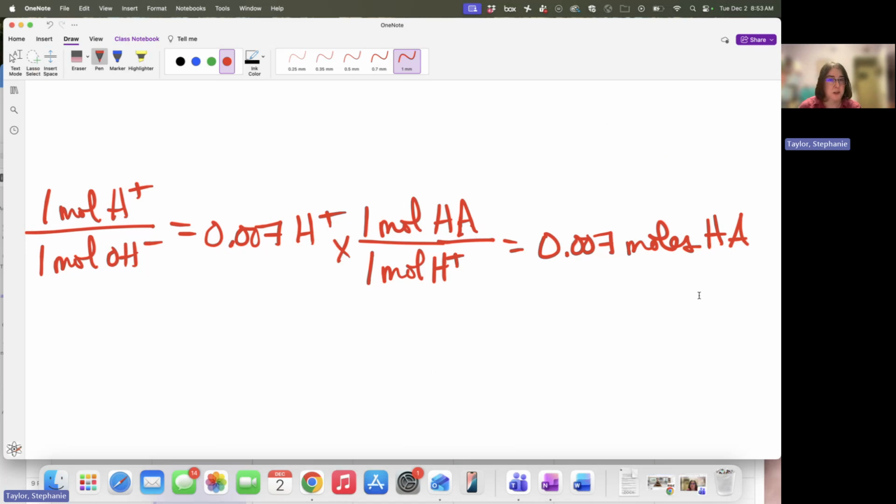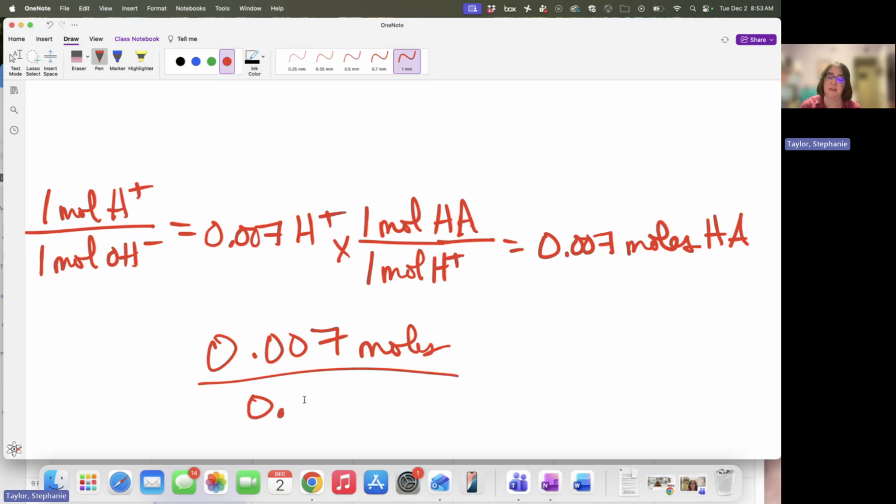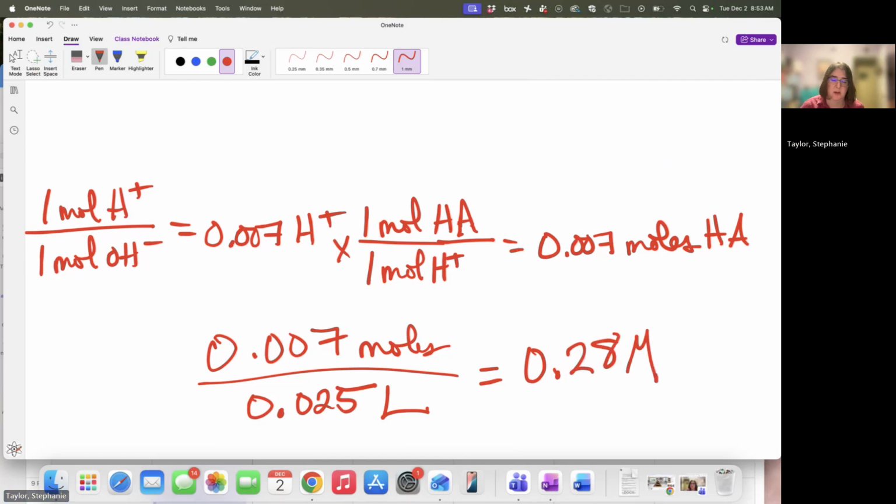I do have a volume for this in milliliters. I'm not going to scroll back right now. It's 25 because I was picking a lot of really round numbers. So I'm going to take my number of moles and divide it by 25 milliliters, which gets me a final molarity of 0.28.